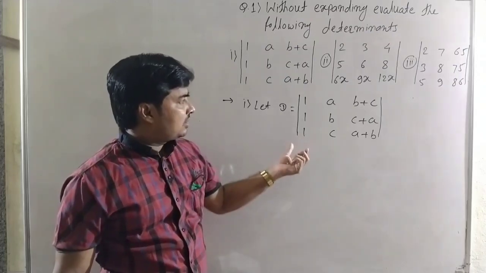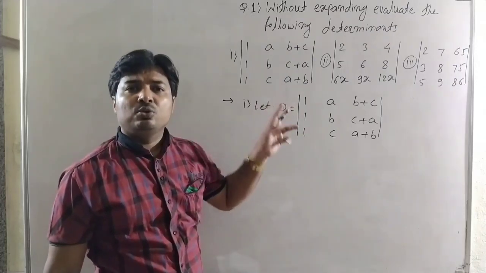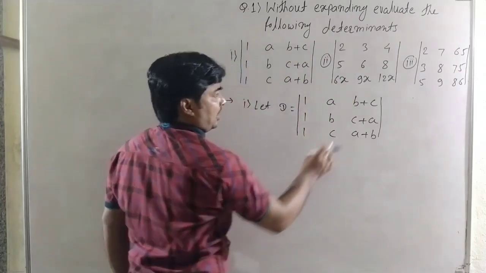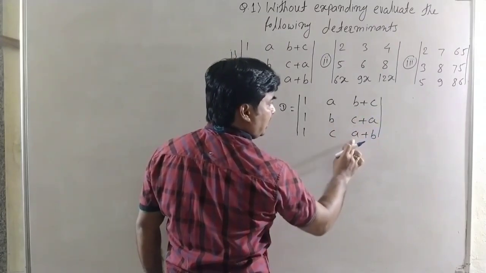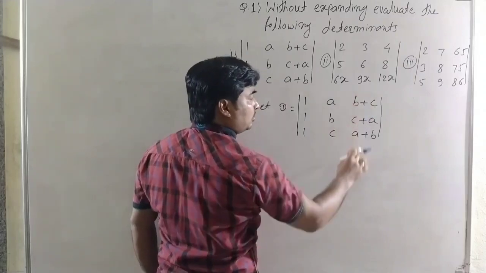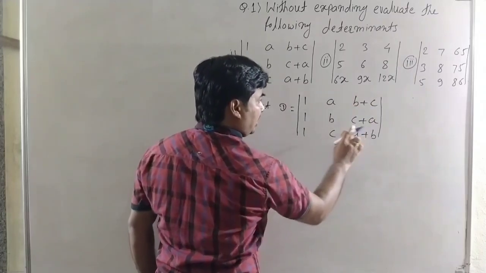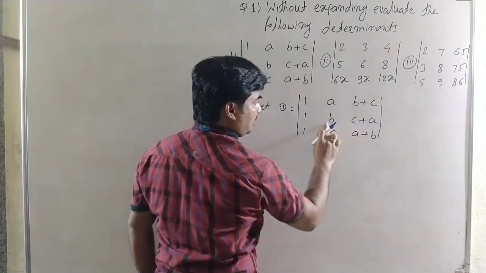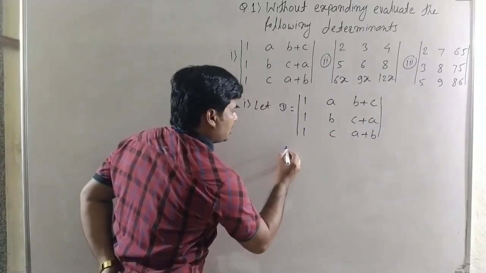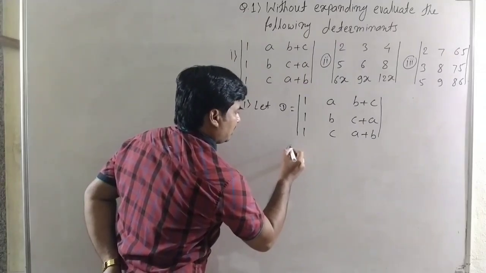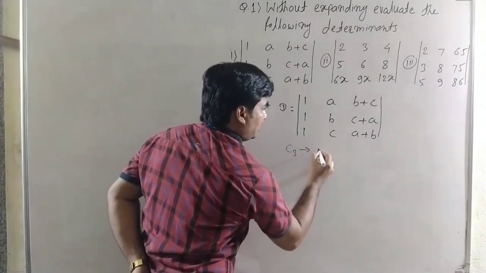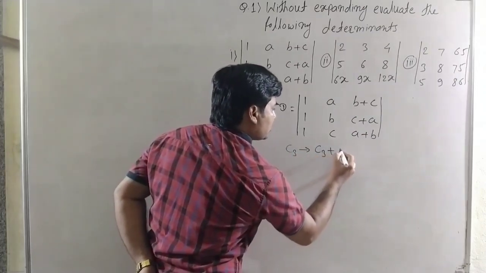Transformation means addition or subtraction of any 2 rows or any 2 columns. Here 1, 1, 1 are the same, but the third column has b plus c, c plus a, and a plus b. When we add column 2 and column 3, we get a plus b plus c in each row. Here we perform the transformation on column 3: C3 can be written as C3 plus C2.